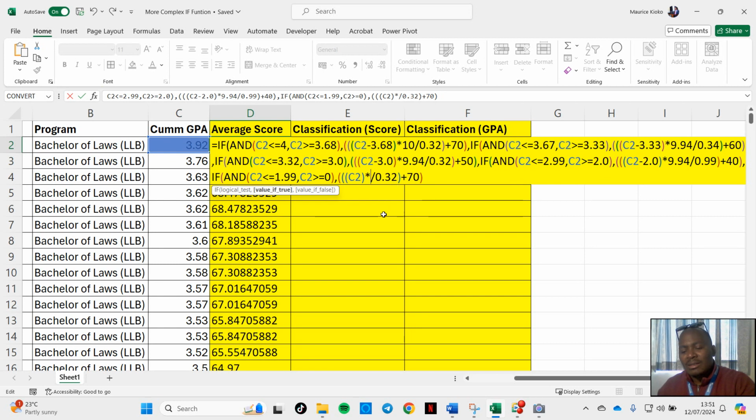This is 9.94. Is it 9.94? Wait a minute. From 0 to, wait, there's something there which we're not sure about, from 0 to 40. Is it 40? 0 to 40.